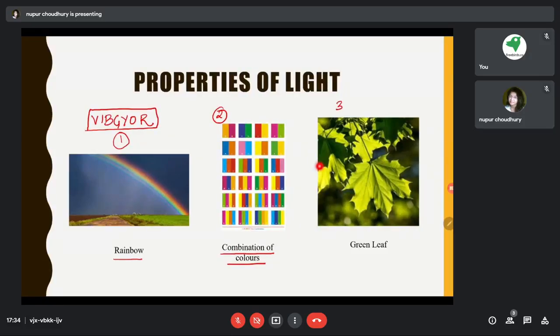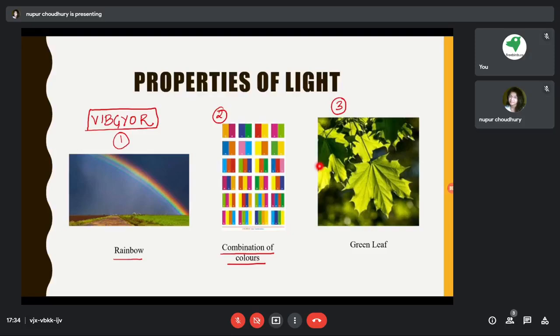This third image is representing a leaf. All of us know that the leaves around us, the green leaves, are green in color. Why is it just green in color? Why is it not red in color or yellow in color or blue in color? These things we will be knowing about in today's session: why things appear the way they do.